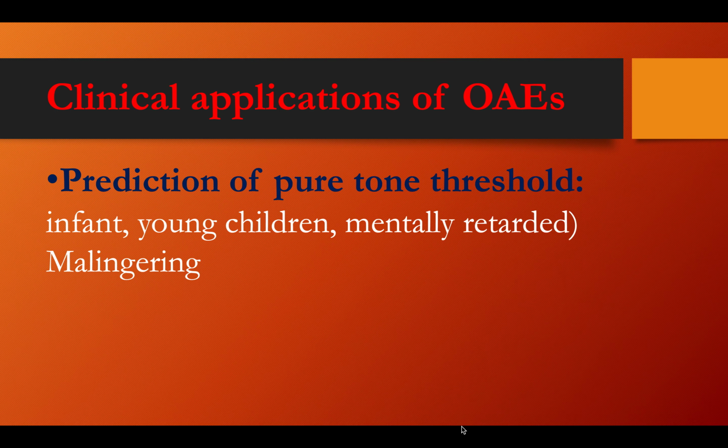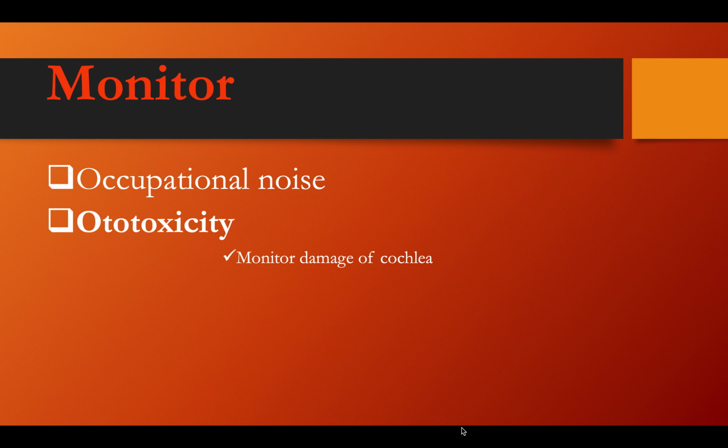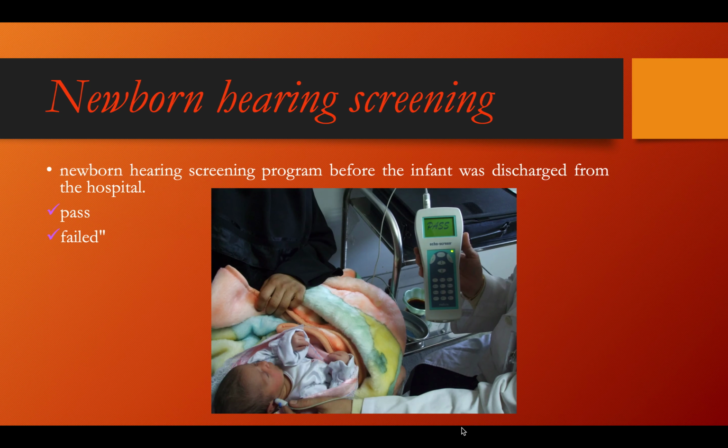What about the clinical applications of otoacoustic emissions? First of all, estimation of pure tone threshold in infants, young children, the mentally retarded, and bilingual patients, and to monitor occupational noise exposure and ototoxic medications to monitor damage of the cochlea. It is also used in newborn and neonatal hearing screening. Neonatal hearing screening results are either pass or fail.